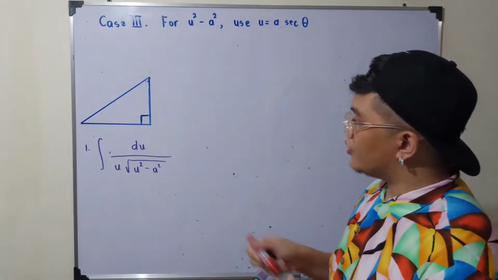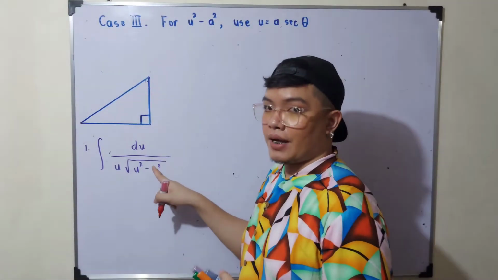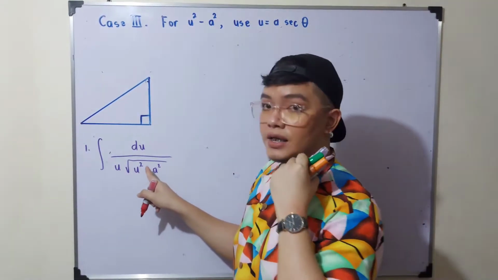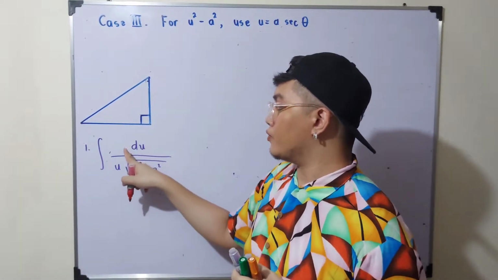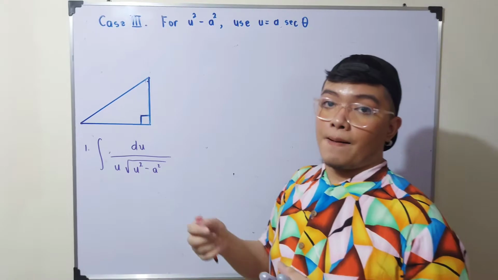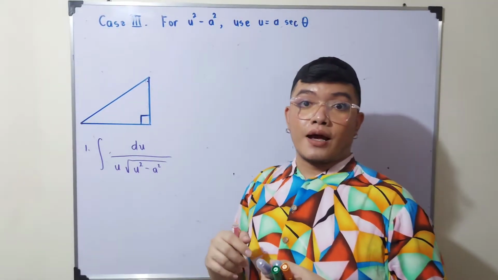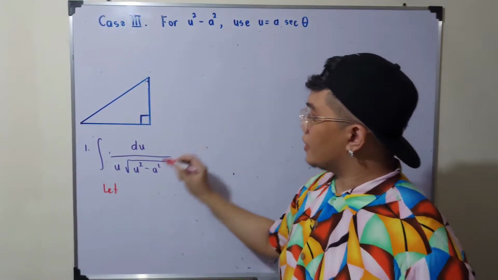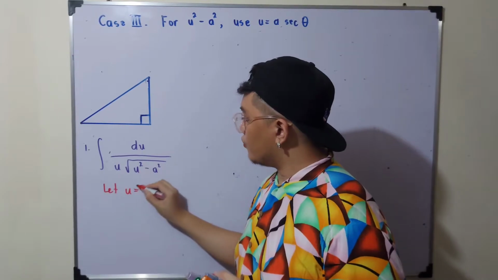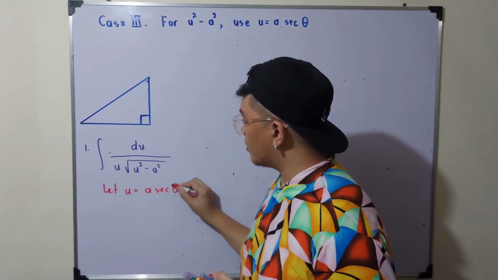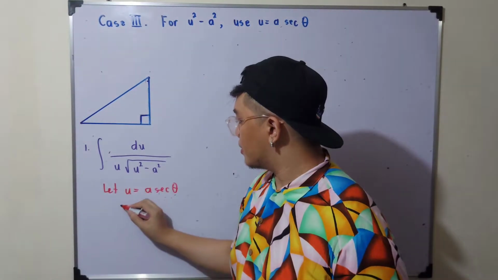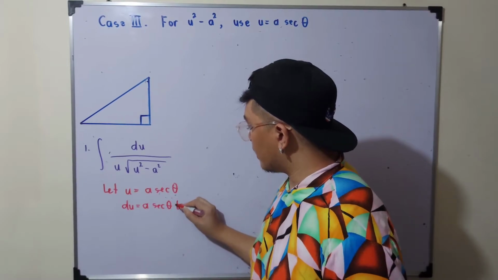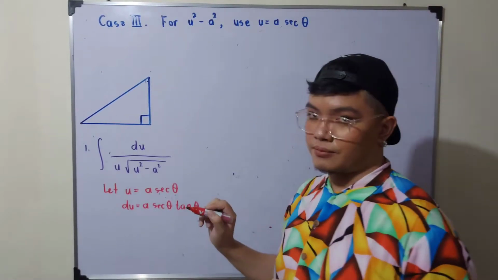Opo. So dito, makikita natin na meron tayong u squared minus a squared, tapos meron pang u sa labas. And u has nothing to do with this. Kung nasa ibabaw lang sana yung u, then pwede tayo mag power formula. But in this case, hindi. So malinaw na ito ay gagamitan natin nito. Let u be equal to a secant theta, so du is equal to a secant theta tangent theta d theta.